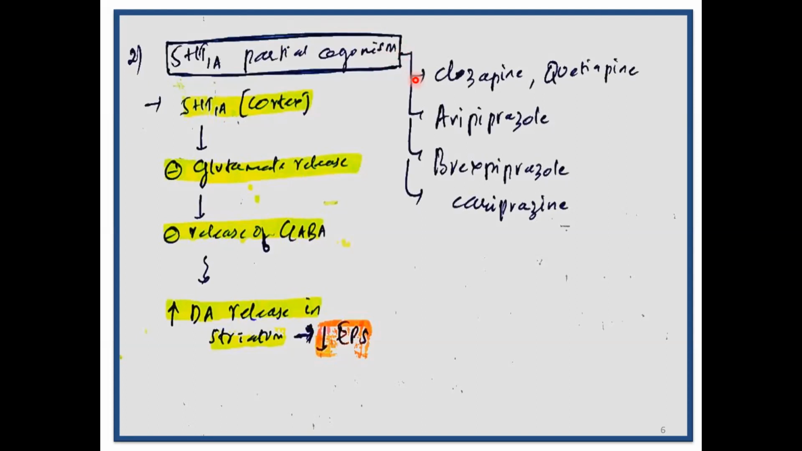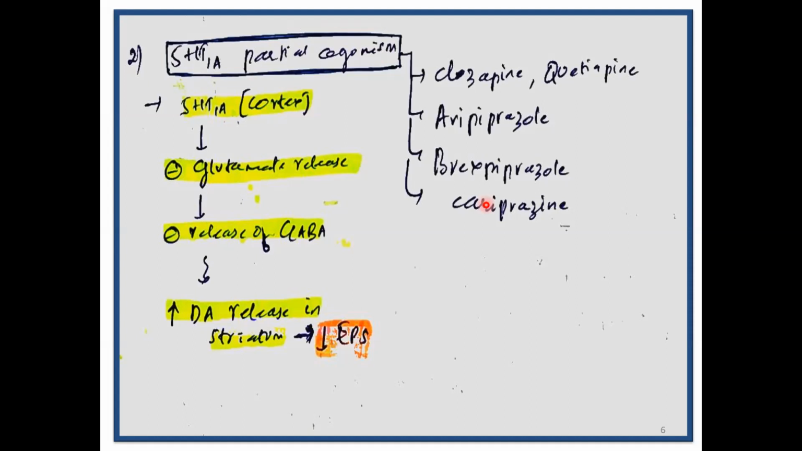Those drugs which have this property among the atypical antipsychotics are clozapine, quetiapine, aripiprazole, brexpiprazole, and cariprazine. You will see that these are the drugs which have a lesser tendency of causing extrapyramidal symptoms because of the property they gain from 5-HT1A partial agonism.